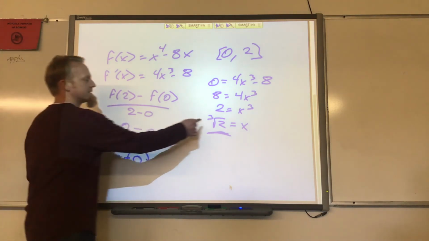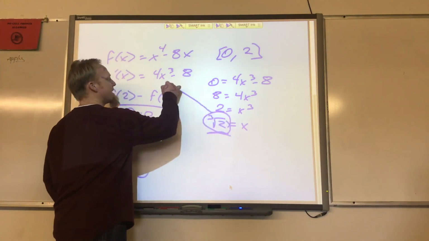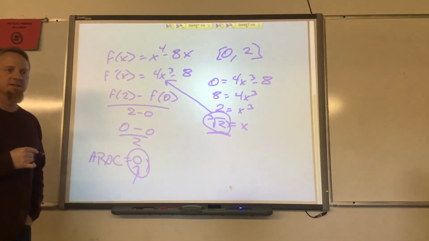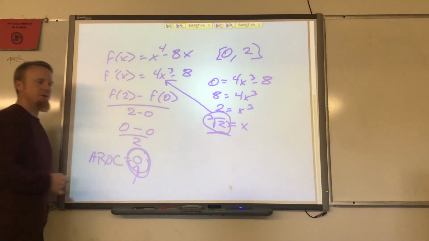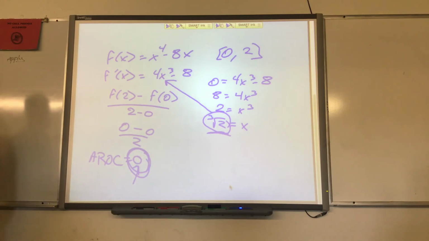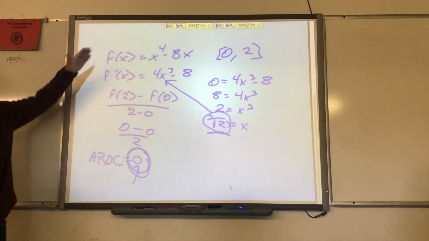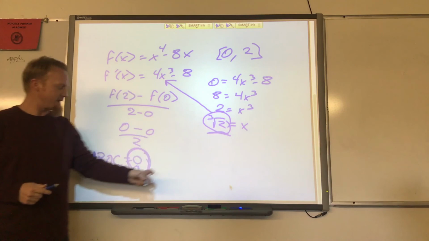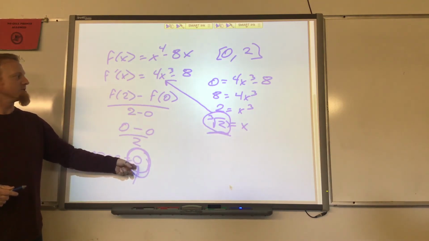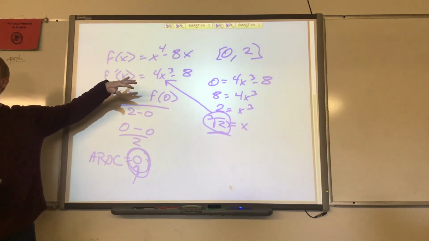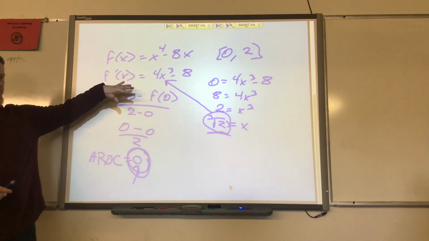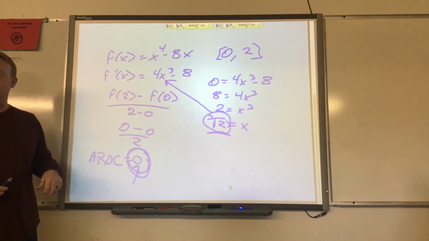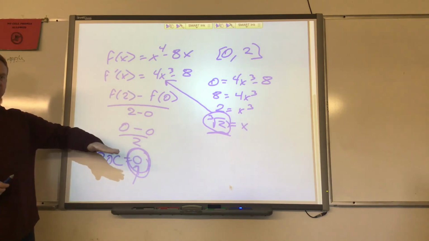If I plug this in to my IROC, what am I going to get? I'm going to get 0. So at x equals that, its slope is 0. Just like we were drawing the secant line and then drawing tangent lines, at this x value right here, what's true about this secant line that has this slope and the tangent lines? They equal each other. And in this case, they both have slopes of 0.